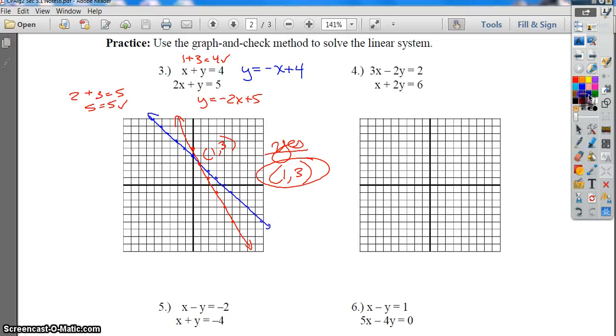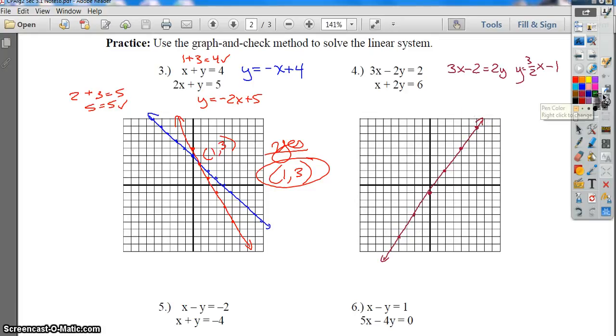I'll start a maroon here. So the top equation, what I'm going to do is I'm going to add 2y over and subtract 2. So this is 3x minus 2 equals 2y. That will give me the equation then of y equals 3 over 2x minus 1. So negative 1, over 2 up 3. Back 2 down 3. I'm going backwards. There's my graph for the top equation.